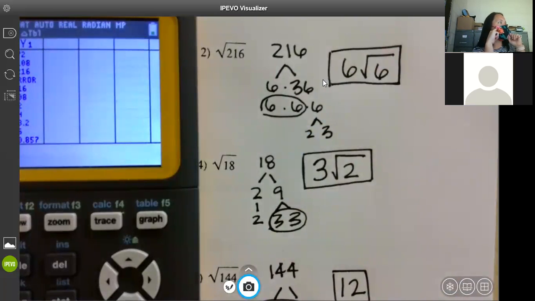Again, if you need to break it all the way down, break it all the way down. It's okay. It's not going to hurt anything. Just trying to show you some little tricks. If you already see pairs, don't break them down. Just go ahead and circle and move on.